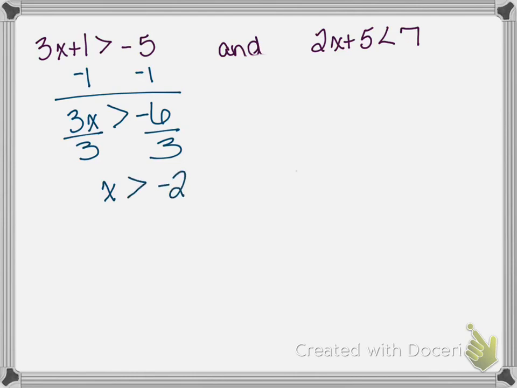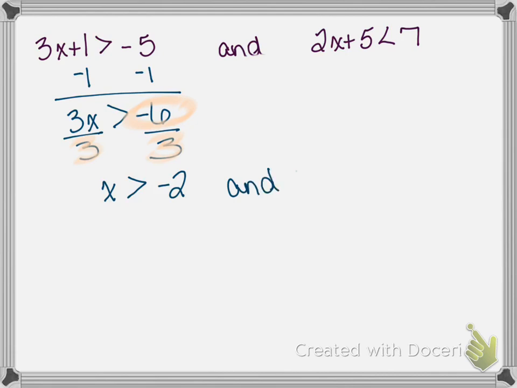I do not reverse the inequality sign. The fact that my numerator is negative does not dictate what I do to my inequality sign. It's the 3's. The 3's are positive, so I do not reverse it. It doesn't matter if the numerator is negative. It only matters if what I'm dividing both sides by is negative. Okay? I am combining using the word and.